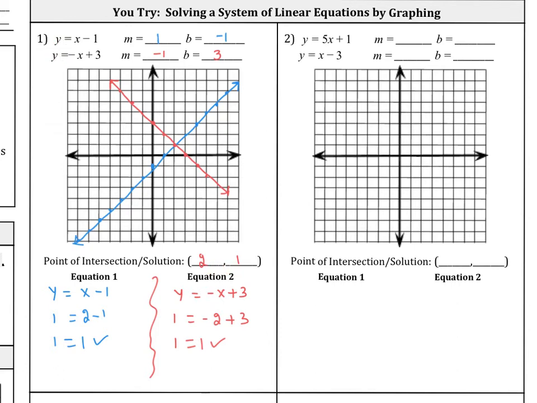For question number 2, the first equation is y equals 5x plus 1. So the slope is 5 and the y-intercept is 1.